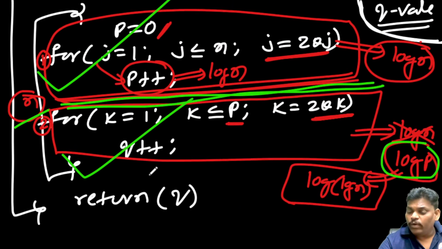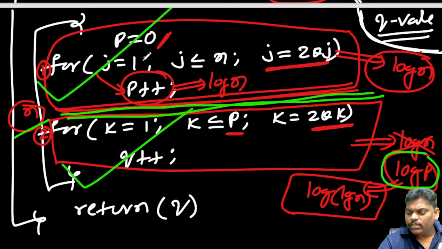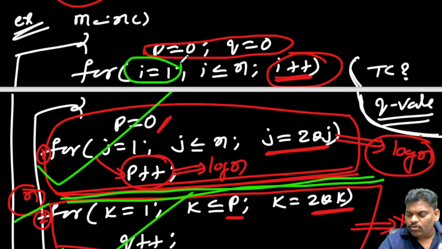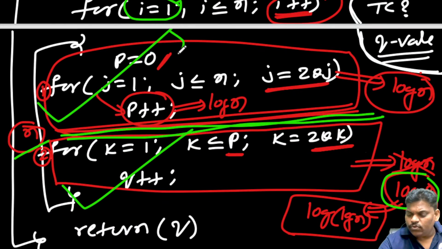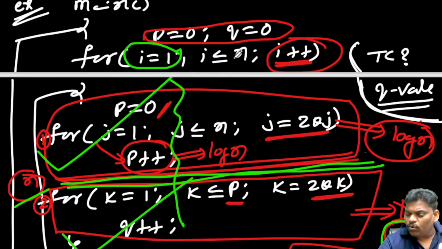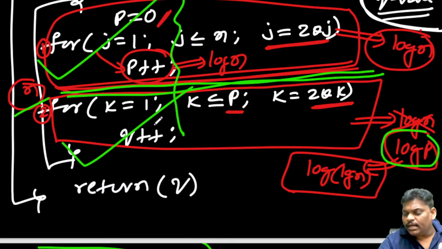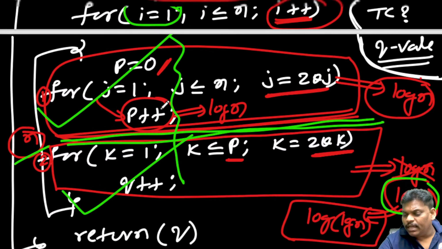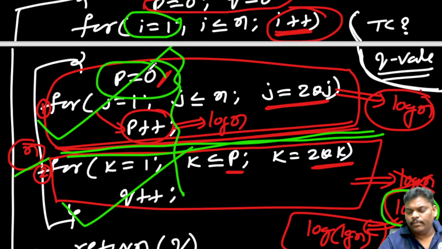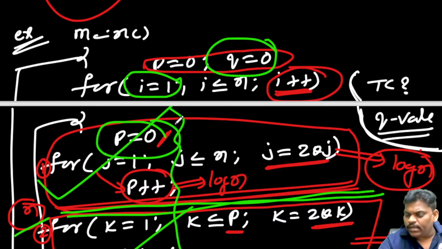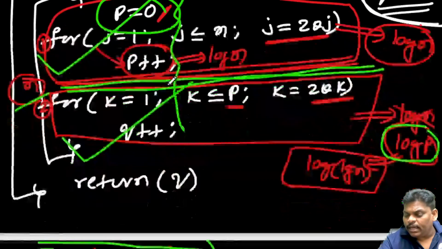Next one, what about the q value? Whenever i is equal to 1, the q value will execute, so the q value became log n. Whenever i is equal to 2, again the q value becomes one more log n. q is not assigned again and again, but p is assigned again and again.